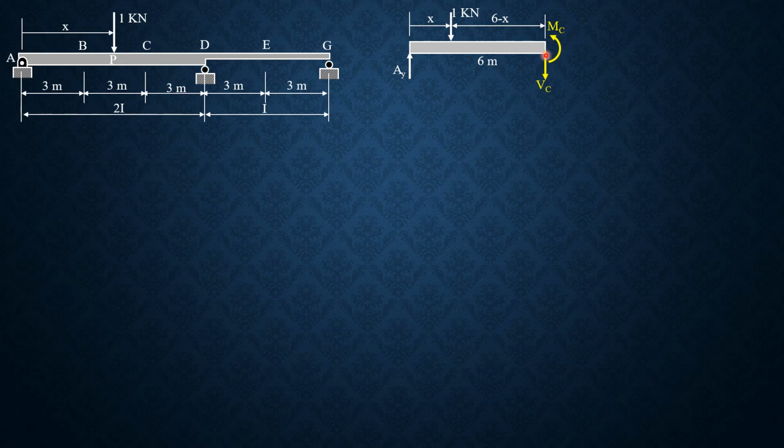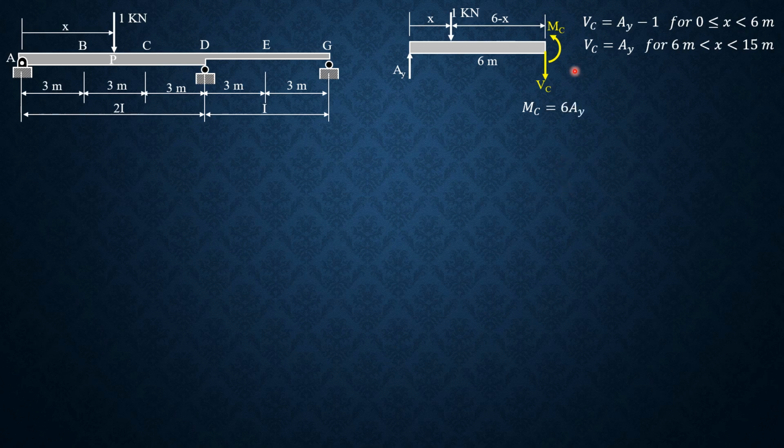We need a formula for V sub C also. So V sub C is Ay minus 1 for 0 less than or equal to x less than or equal to 6 meters. Beyond 6 meters, the unit load is no longer part of the free body diagram. So if we remove this, V sub C equals Ay for 6 meters less than x less than 15 meters.